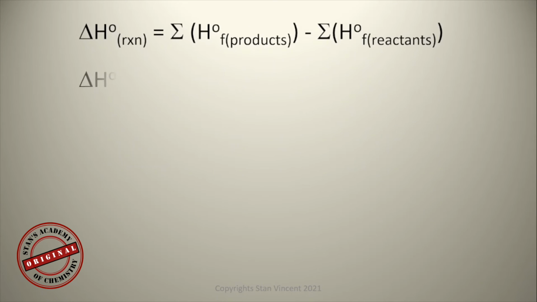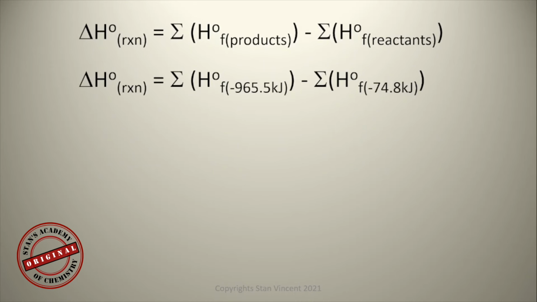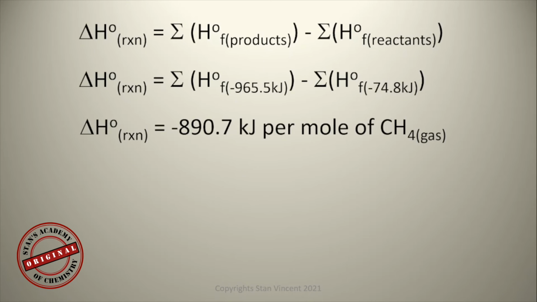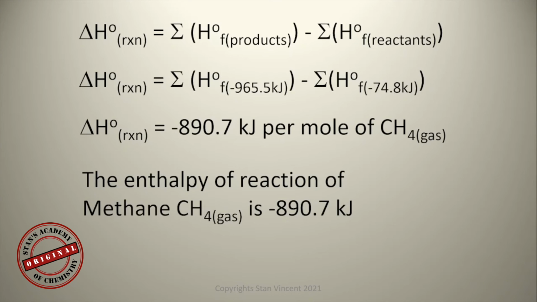Further simplifying, delta H0 reaction is equal to minus 890.7 kilojoules per mole of methane. The value is negative, so it's an exothermic reaction, and you know that methane, when it undergoes combustion, produces heat energy. Or we can say the enthalpy of combustion of methane is minus 890.7 kilojoules.